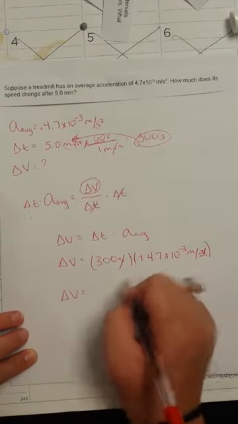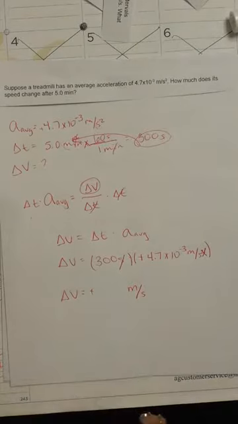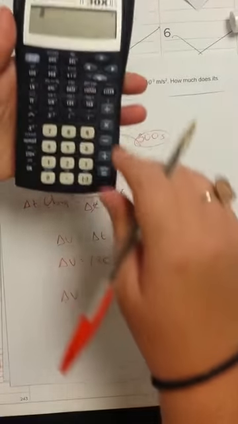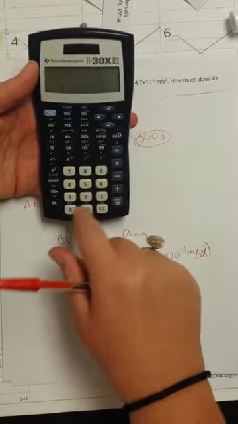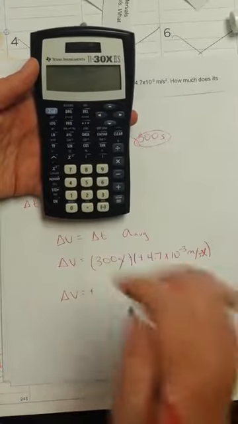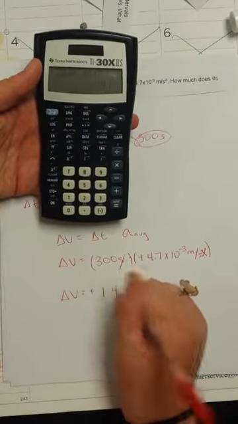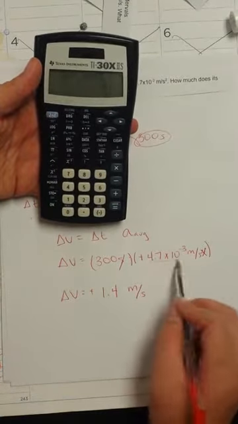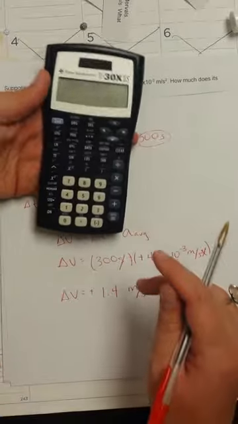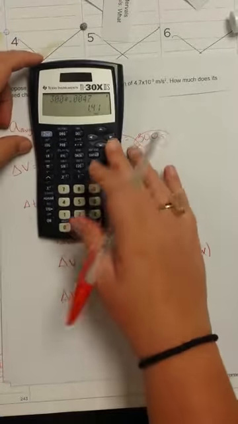Okay, so now I've got 300 times 0.0047. You get 1.4 meters per second. Now you could plug this in your calculator in scientific notation, and we should get the same number.